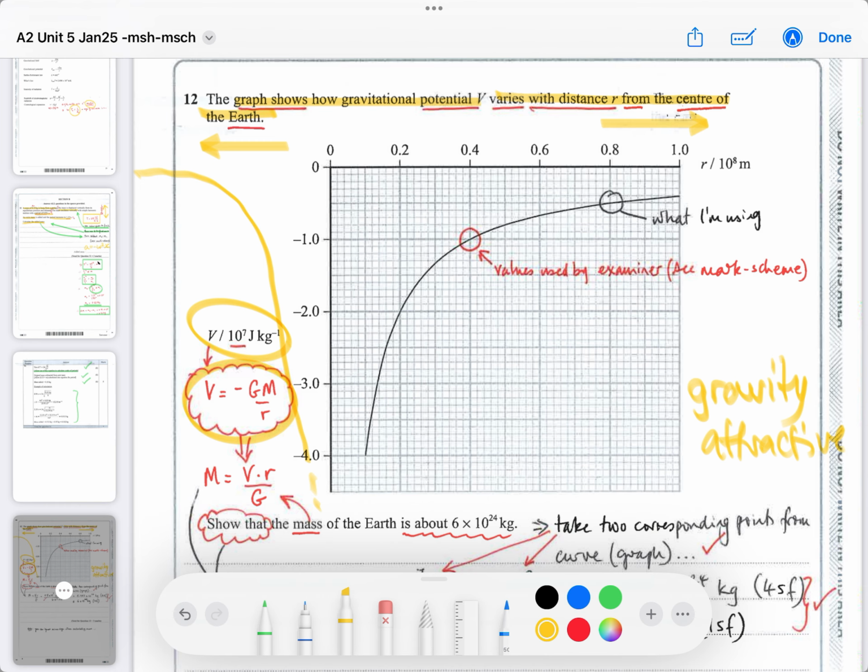And I like to explain to my students that basically the Earth is a gravitational well. So things kind of fall into the well. I hope that helps you with the concept of gravitational potential.